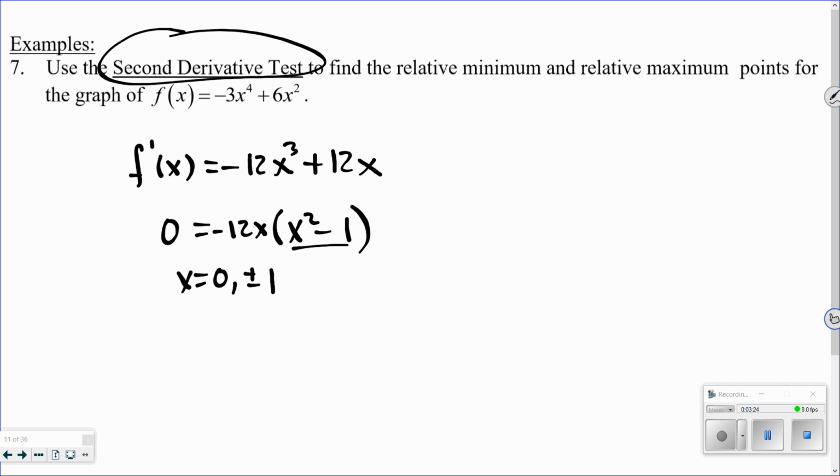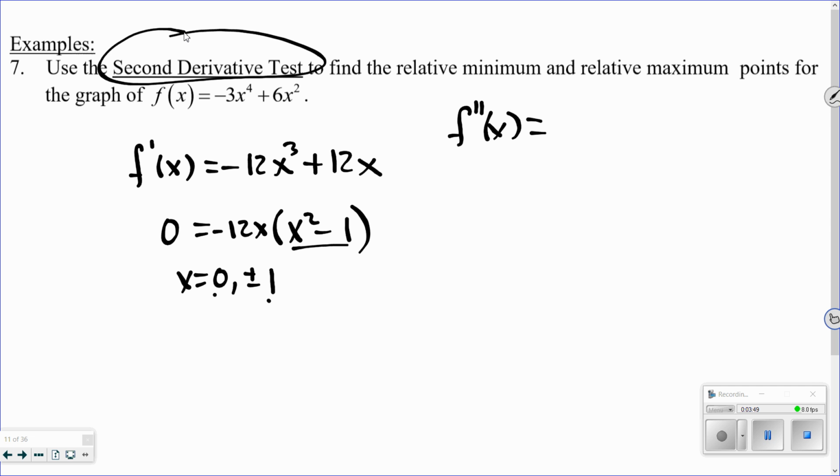Now normally we'd put that on the first derivative number line and test the intervals to figure out if they are maxes or mins. In this case, though, it's telling us to use a second derivative test. So what I want to find out is, is it concave up or down at 0? Is it concave up or down at negative 1? Is it concave up or down at positive 1? To do that, we use the second derivative. So let's find the second derivative.